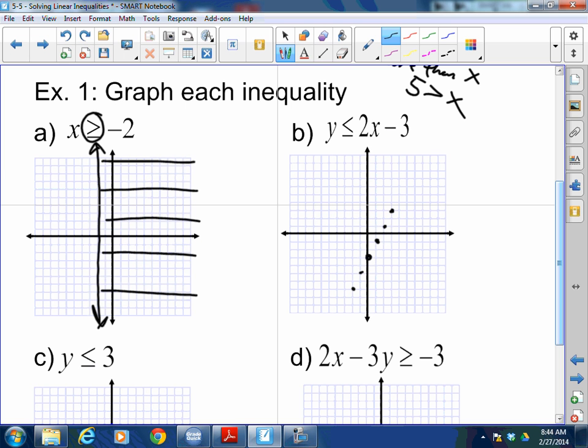Solid or dashed line? Solid. Shade above or below? Y is less than. You always read from the y. Y is less than, so you go below. Does that make sense, my brothers?